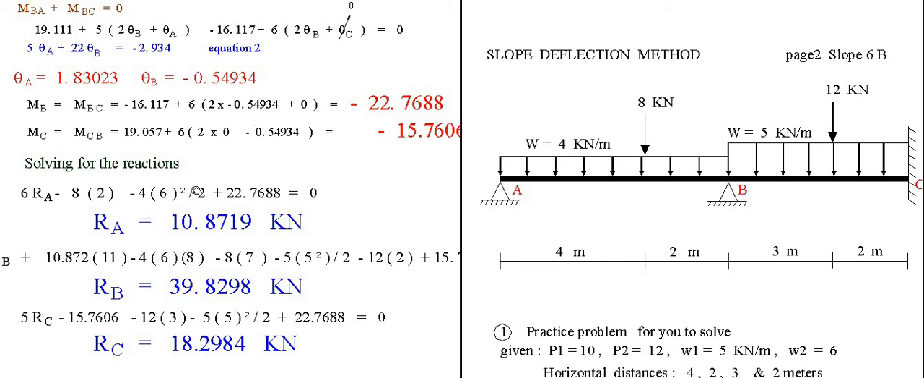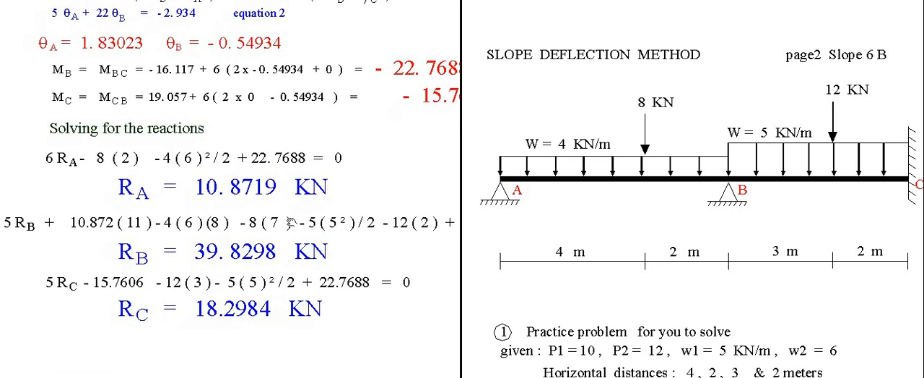So the sum of all the moments on the left is equal to the sum of moments on the right. So if we place this on the right, it is minus 227688. But if we place this moment to the left on the same side of the equality, we have this equation. So we have one unknown, RA. Solving for RA, we have 10.8719 kilonewton.